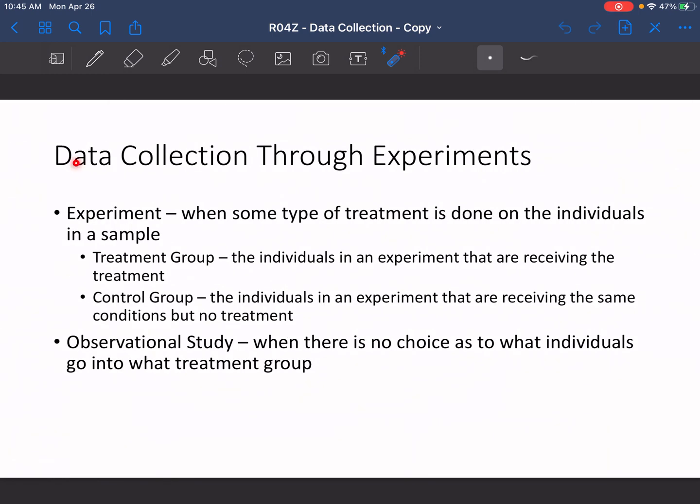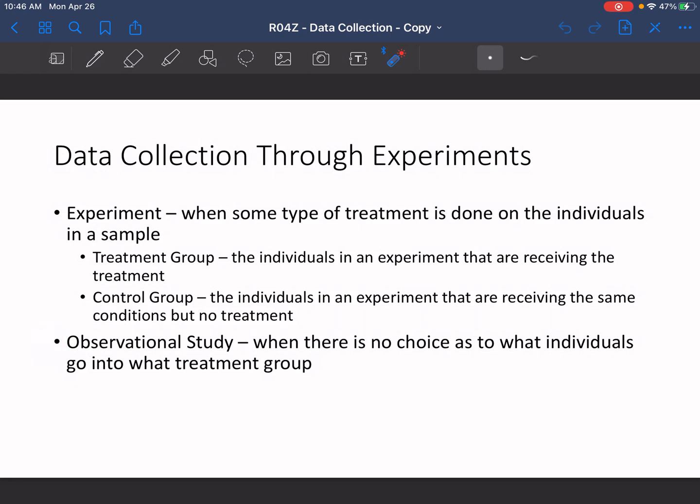So let's look at data collection through experiments now. We're done with surveys. Let's look at experiments. So experiments are when some type of treatment is done on the individuals in a sample. And you're going to have two types of groups with experiments. You're going to have a treatment group, and that's when the individuals in an experiment are receiving a treatment, and you're going to have a control group as well, and that's when individuals are receiving the same conditions as the treatment group, but they are not receiving a treatment.